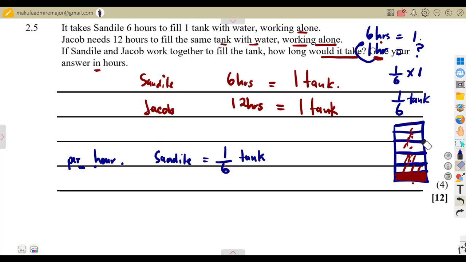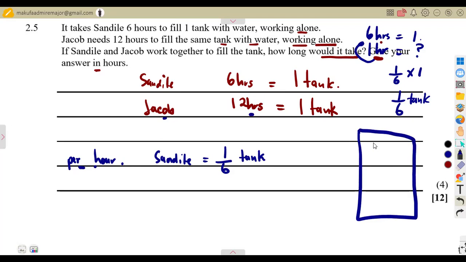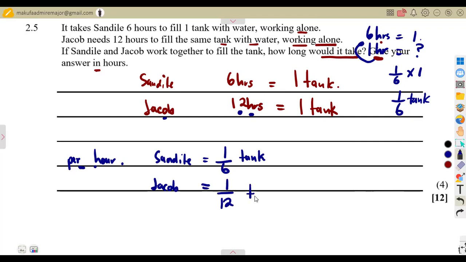The same with what is going to happen with Jacob. According to Jacob, he needs 12 hours. So we are going to divide this tank into 12 parts. That is what we're going to have. So it's just going to be one and the same. So Jacob is going to need 1/12 of the tank per hour. According to his pace, the tank is divided in 12 parts.